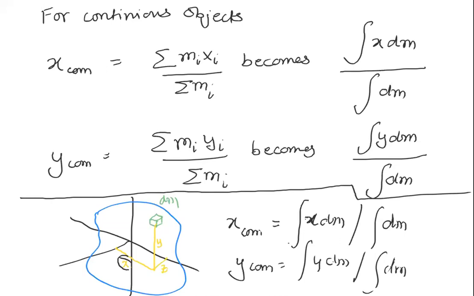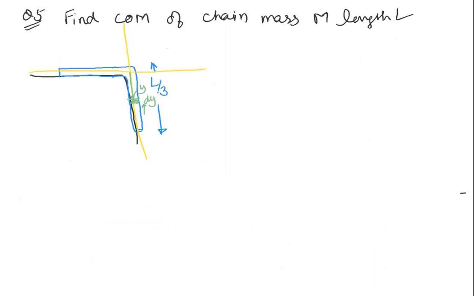So using this modification in formula for continuous objects, I want to now come back to this and tell you how to find this out. So we have x and then dx, y and then dy. So the x coordinate of center of mass will be given by integral x dm divided by integral dm.